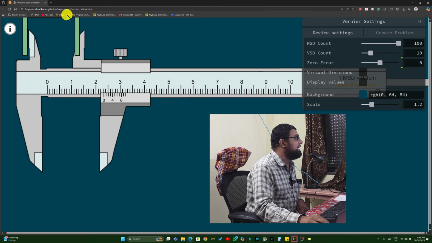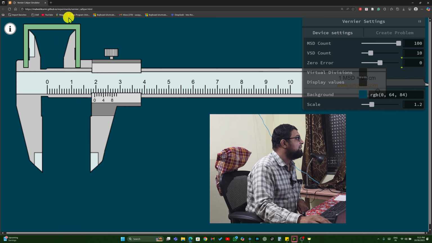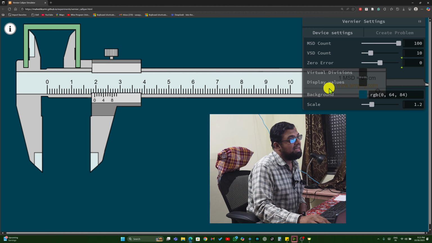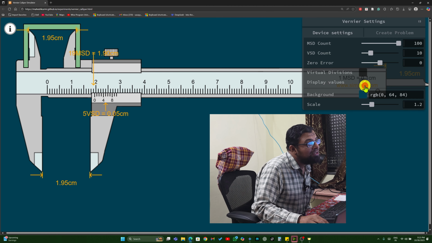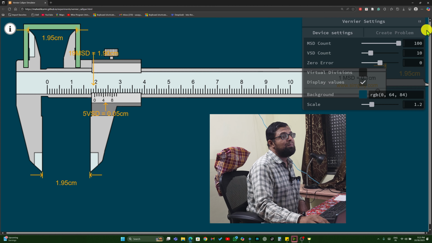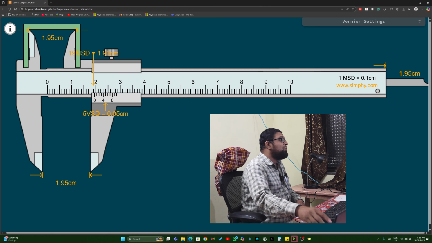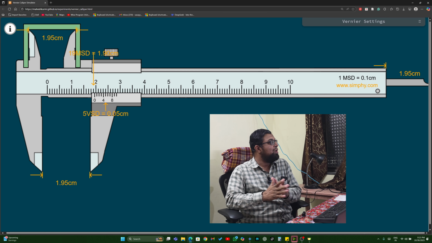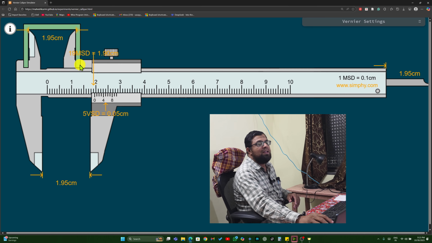First we will measure the internal dimensions. So yes, now if you just put it here, this display values over there, so then it will directly display these values here. So now you can see that we are doing the internal dimension measurement of this object given to us.